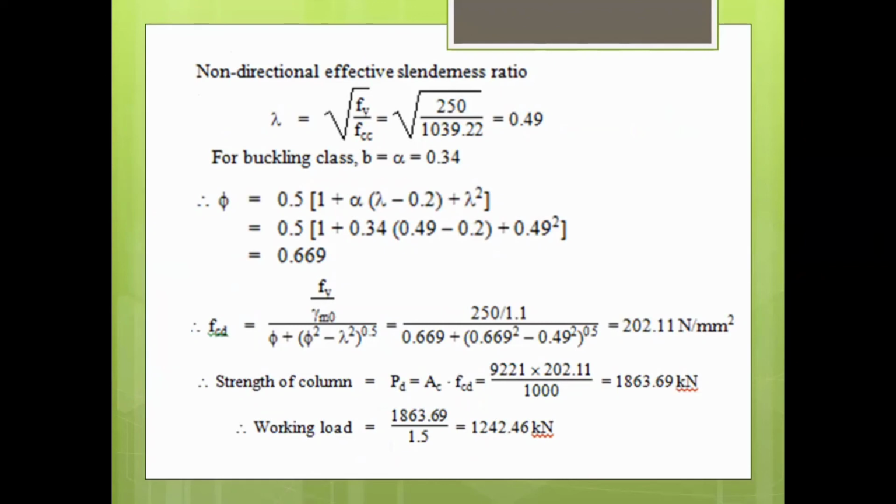In the next session, we shall start with design examples of compression members, and how to design a compression member.